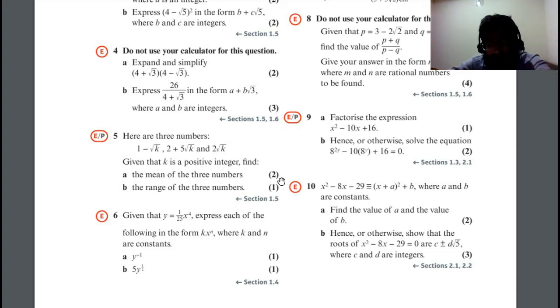The range of the three numbers. Okay. Range means what? Range means the highest minus the lowest. So 2 plus 5 root k minus 2 root k. The smallest would be 1 minus root k. So it would be 3 plus 4 root k.